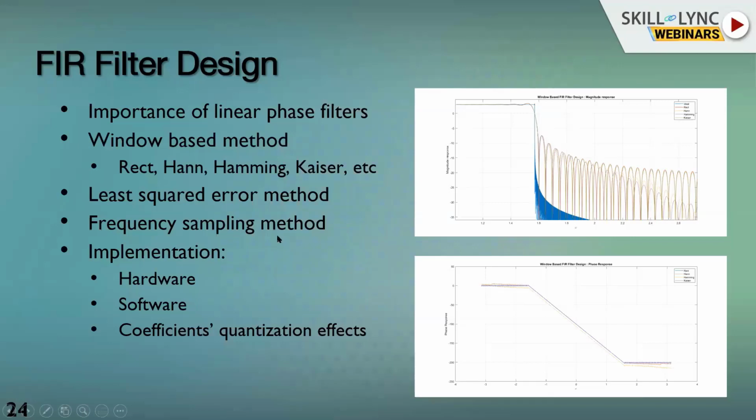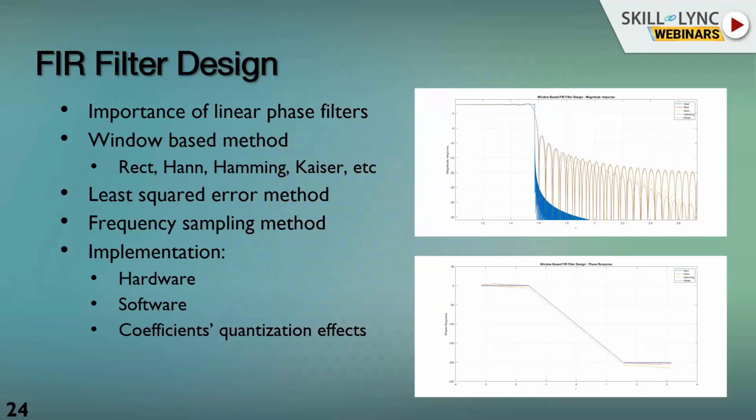Then we have the frequency sampling method, where we start with the frequency domain. Whatever frequency domain filter we want, we take that ideal response, sample it in the frequency domain, and then take the inverse Fourier transform. So we go back to the time domain from the frequency domain, and that becomes our filter.